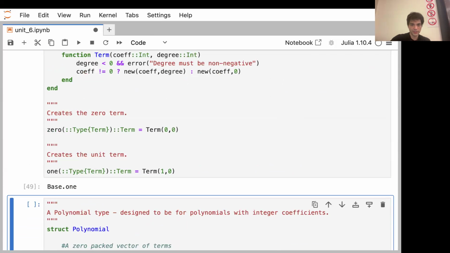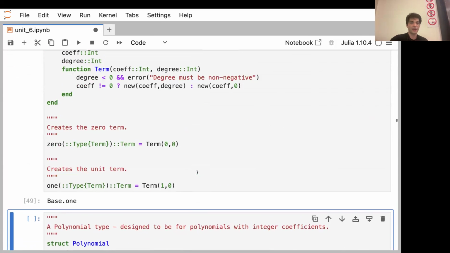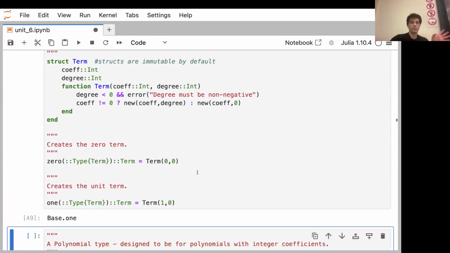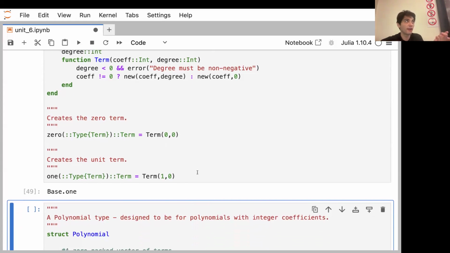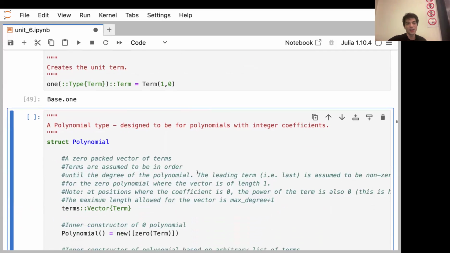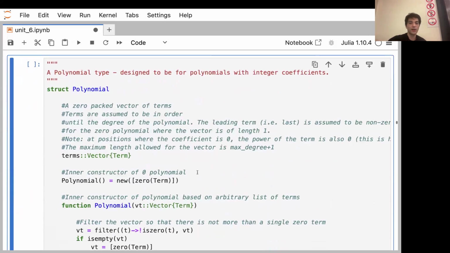Okay, so I'll just load this into the system. Okay, so we have a struct for terms. We have an inner constructor for that term, so we can't create anything or instantiate anything that's ill-formed. And if we want a 0 term or a unit term, we can do that. The 0s and 1s are important to define, right? Because don't forget, we're trying to form groups and rings, and these groups and rings have to have features like this. Okay, so here's the struct for a polynomial.